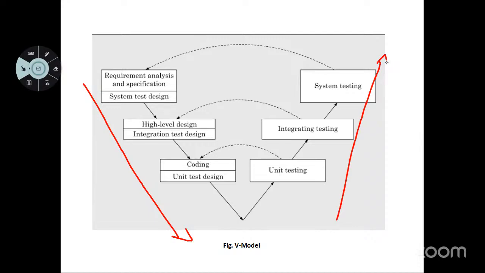In verification, you are verifying your requirement analysis and specification. Then you go for system testing, then high level testing, integration testing, including unit test designs. You start from your own testing to group testing, verifying at each and every stage towards the left side and the right side. Again, you go for unit testing, that is testing your own code. Then integration testing, then system testing. This is the process we adopt in the V model.